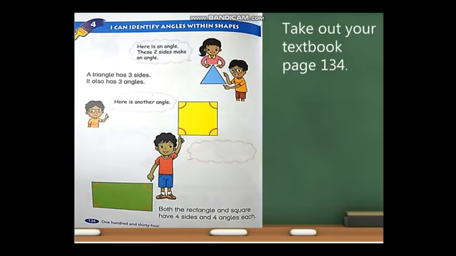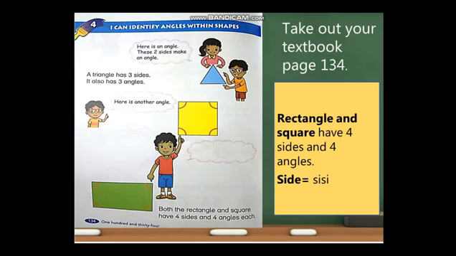Now we are going to identify angles within shapes. Here is an angle. These 2 sides make an angle. A triangle has 3 sides. It also has 3 angles. Here is another angle. Both the rectangle and square have 4 sides and 4 angles each. Sides means sisi.